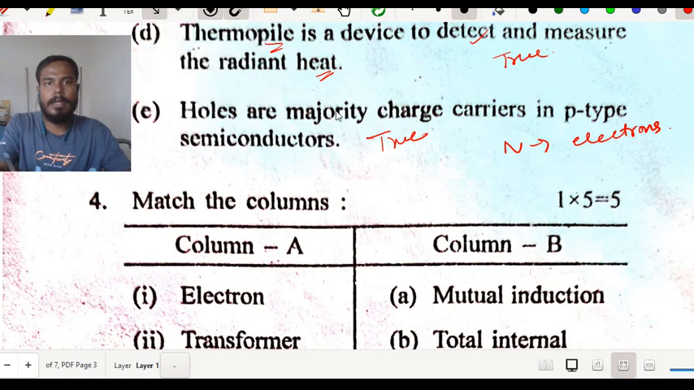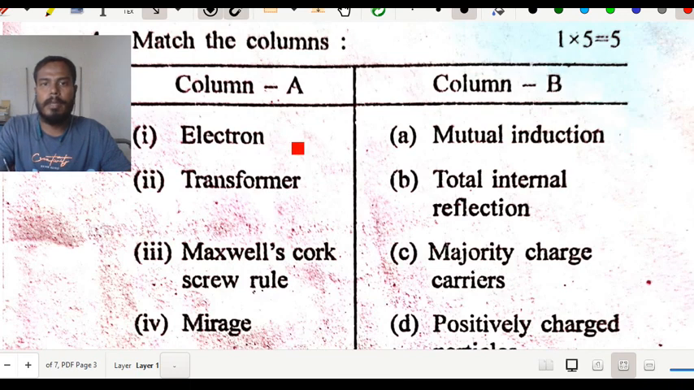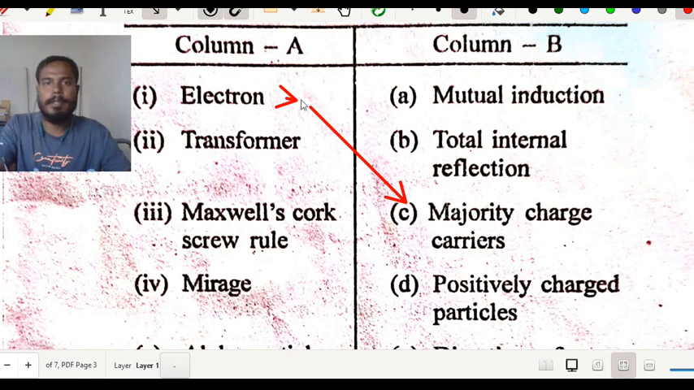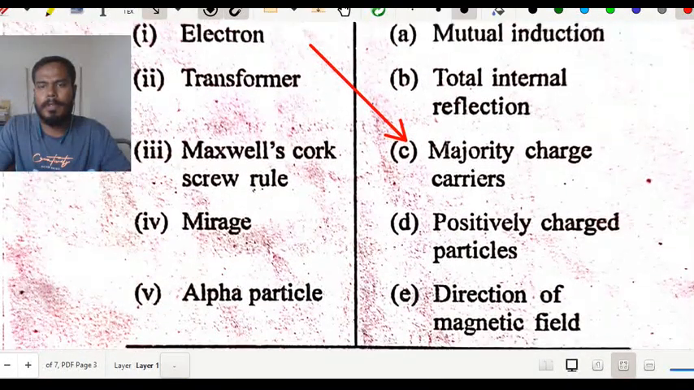Let's match the following here. First, the electrons: electrons are majority charge carriers. Next, the transformer. The transformer works on mutual induction. The next, Maxwell's corkscrew rule. This is used for the direction of the magnetic field.